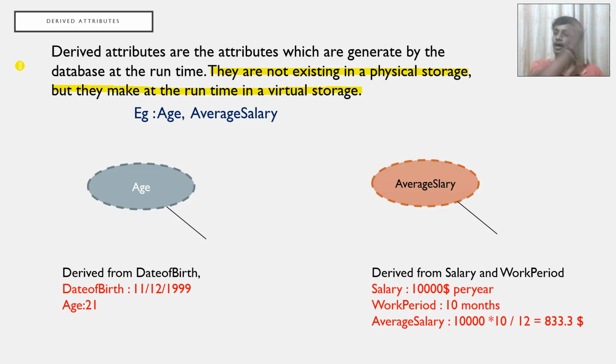It is not existing as real data, and it is derived, or let's say by using some kind of equation or some kind of mathematical aspects, it is automatically generated, right? So here I have been given age and average salary. Those are the most common examples for derived attributes. So imagine age.